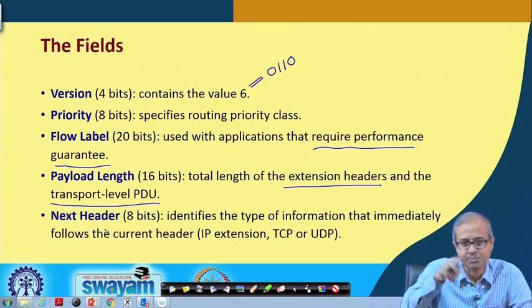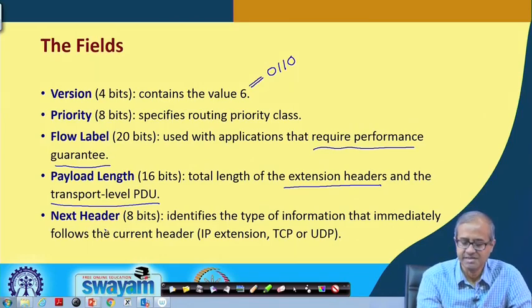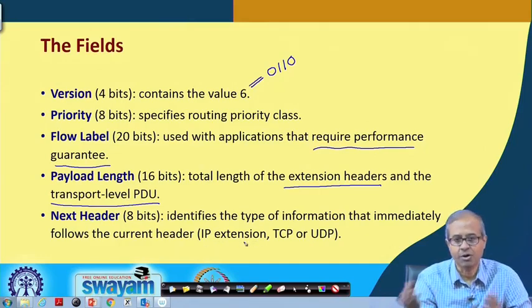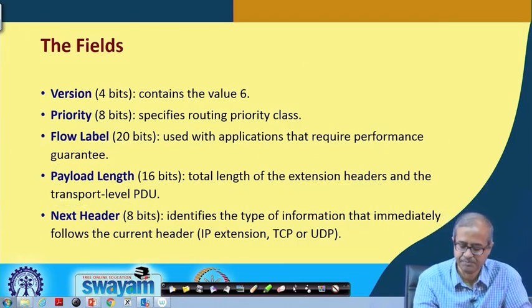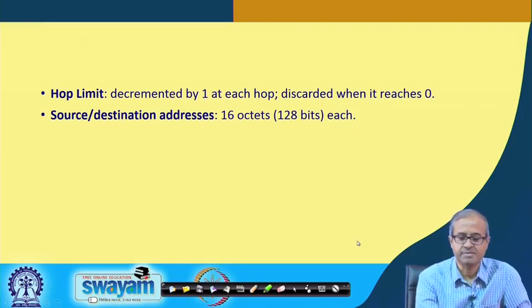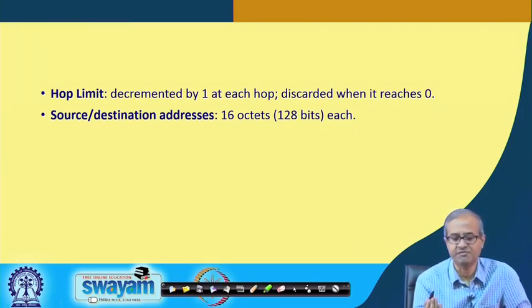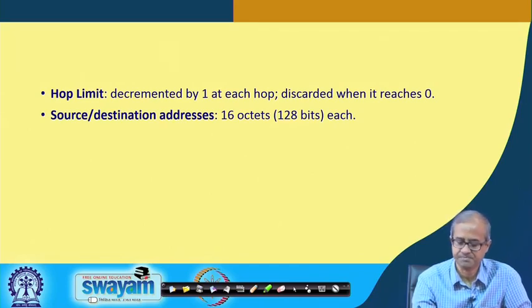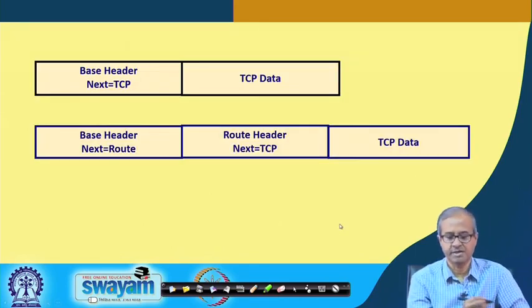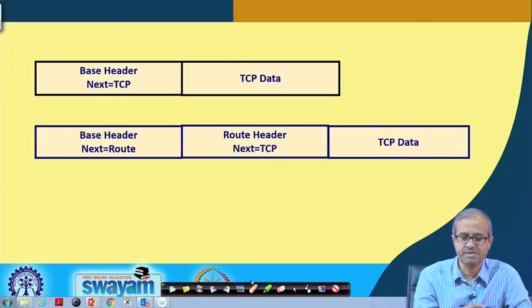Next header, as I said, it is a pointer to the next extension header. It identifies the type of information that immediately follows the current header. It can be an IP extension, or it can be the actual PDU, TCP or UDP, that means the data. Hop limit, similar to IP version 4, it is decremented by 1 at each hop, and the addresses are 128 bits or 16 bytes or octets. So, pictorially it will look something like this.